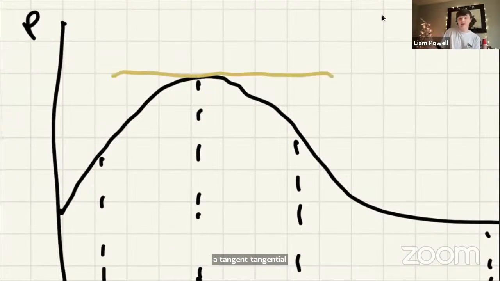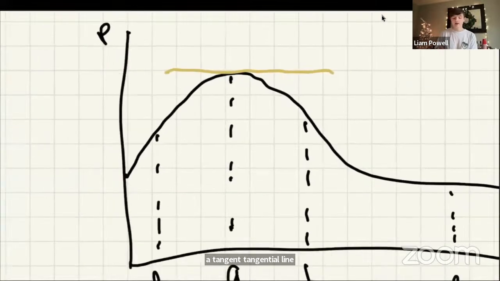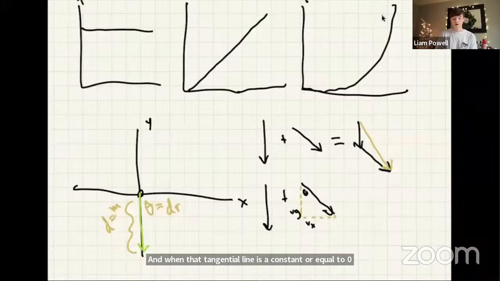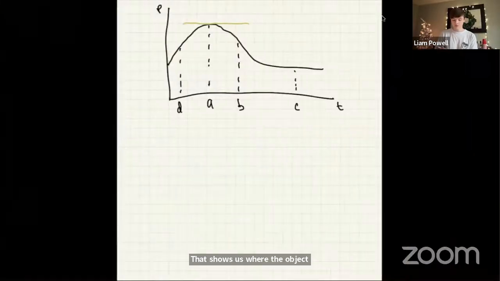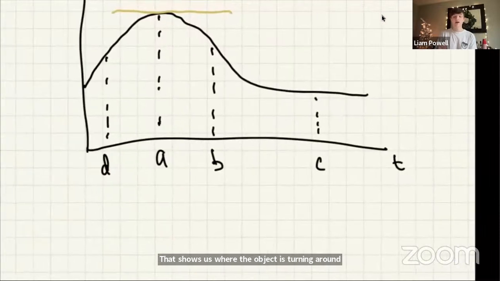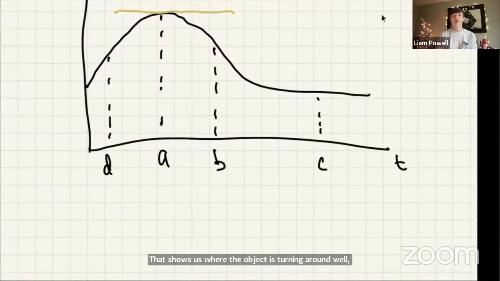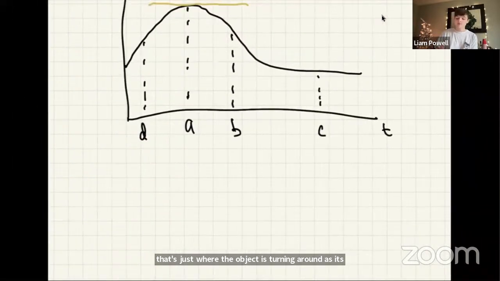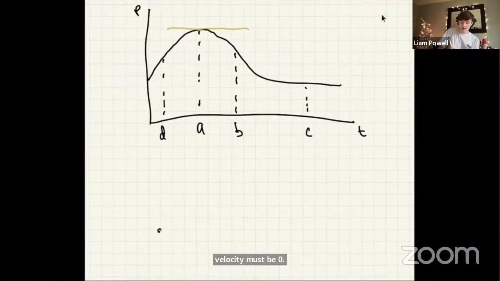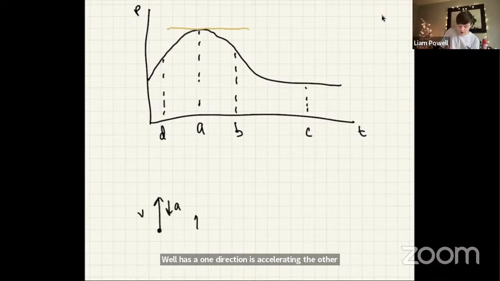And when that tangential line is a constant or equal to 0, that shows us where the object is turning around, as its velocity must be 0. So think about it like this. When you have a car that has a velocity in one direction and is accelerating in the other direction, its velocity will become smaller and smaller until it's 0, and then it will flip, and then it will become bigger and bigger.